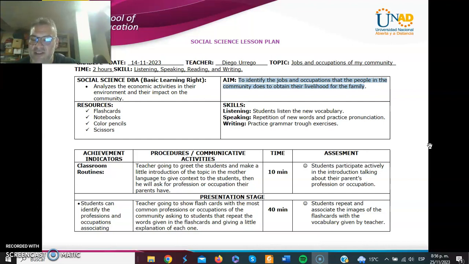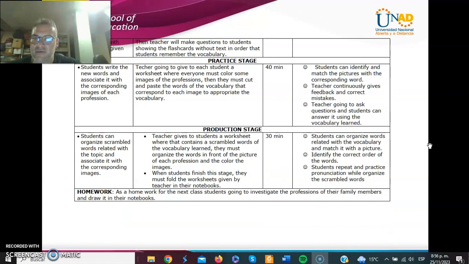Okay, at the presentation stage, the teacher is going to introduce the topic starting with the daily routines of the classroom. They show students some flashcards related to the most common jobs and occupations of the context, like police, teacher, lawyer, baker, doctor, nurse, farmer, priest, of all the jobs that you can introduce in this lesson plan. In this stage, the teacher uses the mother language and the target language for a better understanding of the lesson.